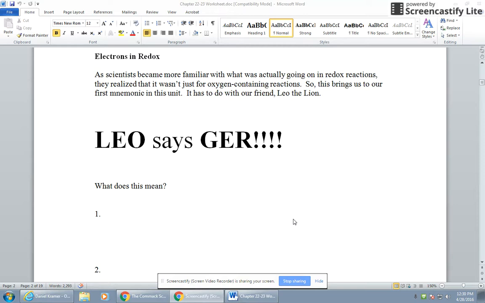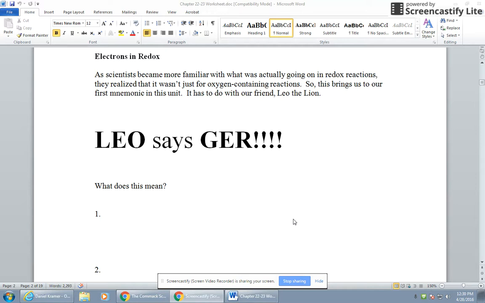So if you go to page 2 in your notes, we just finished talking about how oxidation can't happen without reduction, and that together they're called redox. So let's talk a little bit about electrons and redox. So far you've learned that the history is that when things became oxidized, it really meant that they gained oxygens, and when they got reduced, they lost oxygens.